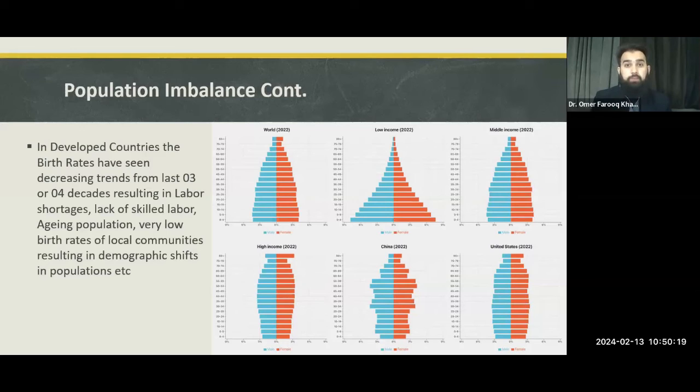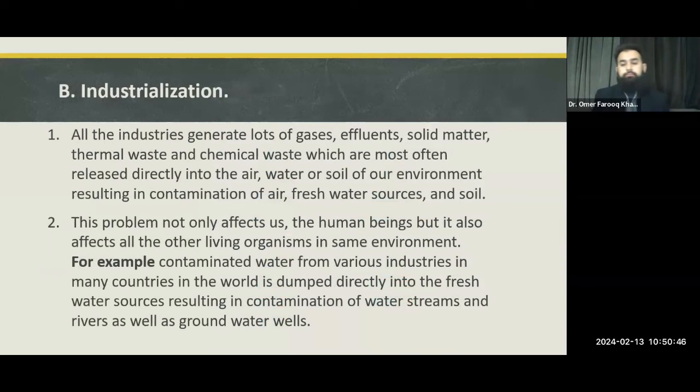But now the problem is they are also suffering. I'm talking about China. They are also suffering labor shortages and a lack of skilled labor. It's just because of this population mismanagement on behalf of the government. Similar is the case with the United States, but the United States is a slow growth country where the people dying are still fewer than people being born. I hope you got what I tried to deliver.